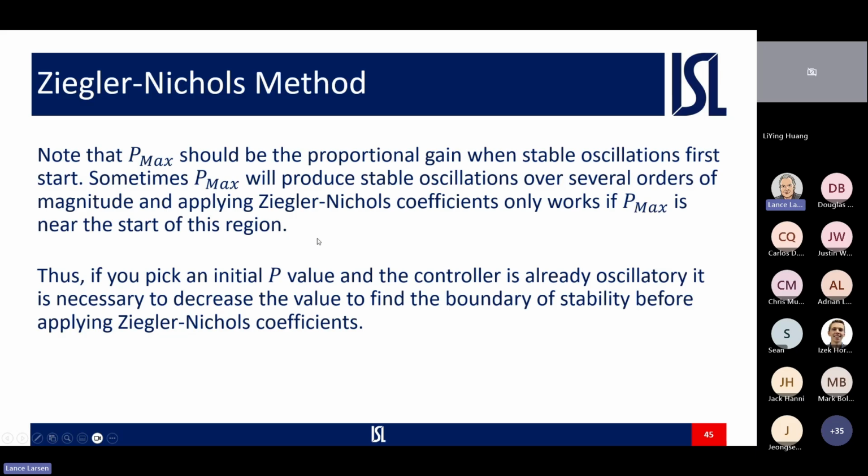Note that Pmax should be proportional to the proportional gain when stable oscillations first start. So sometimes you might put in a value and it's already oscillating, and you can have it oscillate stably over several orders of magnitude. So you really need it when it starts to oscillate. And so if it's already oscillating when you put in a p value, you need to back off until the oscillations start to decrease down to an equilibrium. And then from there you can increase to get the Pmax that's at the start of the unstable region.